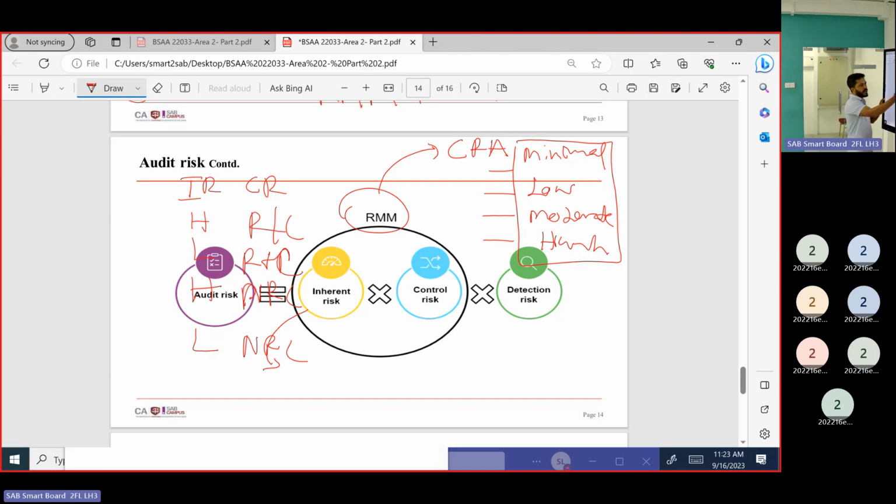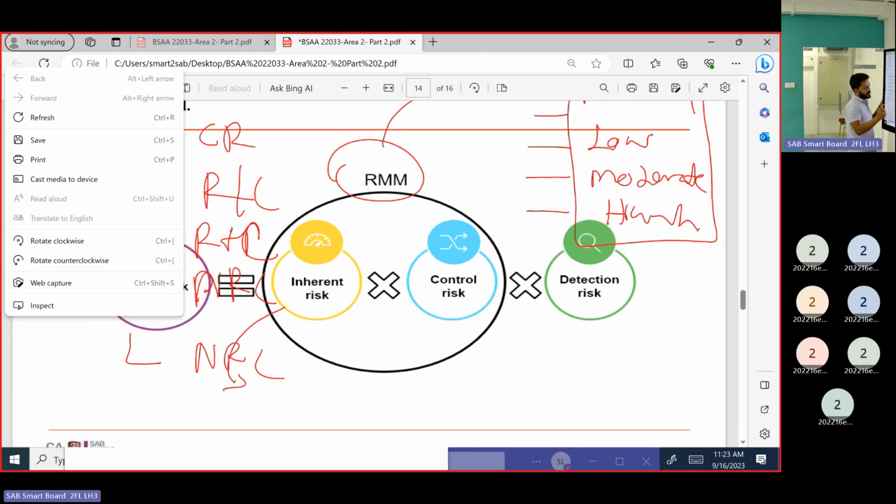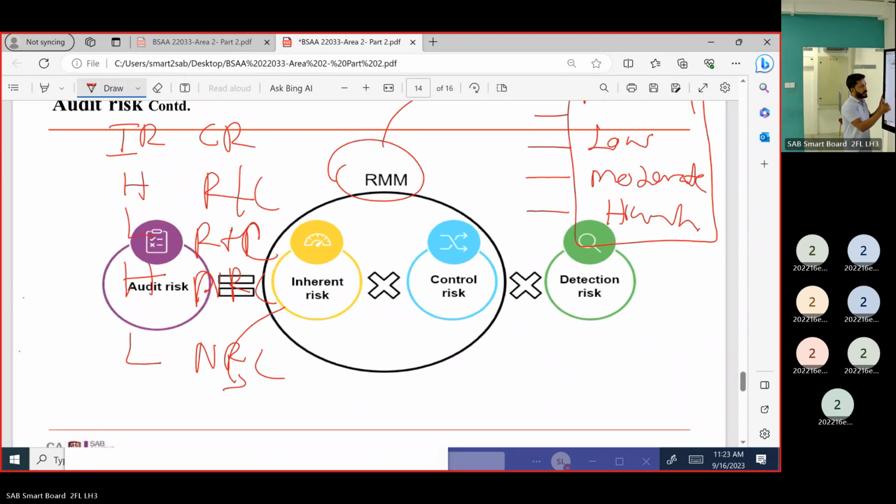Inherent risk higher, reliant control. Inherent risk lower. Inherent risk lower, reliant control. Inherent risk higher, not reliant control. Inherent risk lower, not reliant control. We have 4 different scenarios.